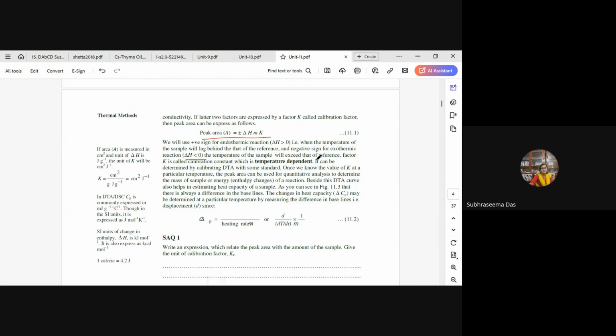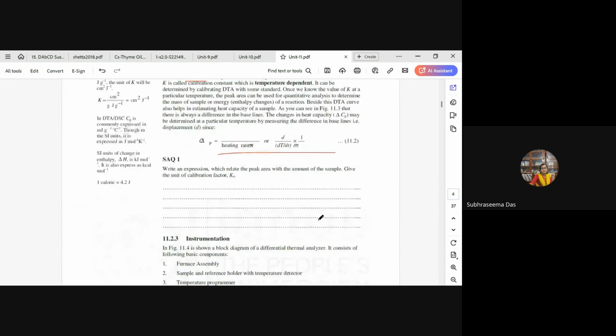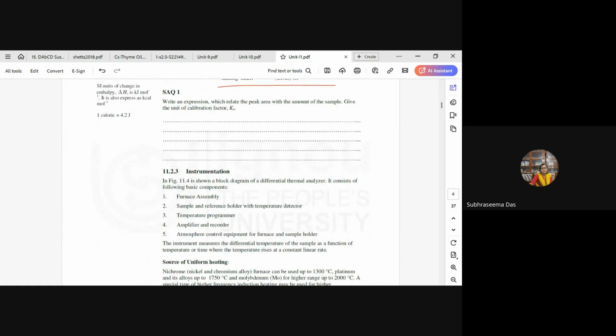And the negative sign is for an exothermic reaction, that is, delta H less than 0, when the temperature of the sample will exceed that of the reference. K is called the calibration factor, which is temperature dependent. So once we know the value of K at a particular temperature, the peak area can be used for quantitative analysis to determine the mass of the sample. Besides, the DTA curve also helps in estimating the heat capacity of a sample. The heat capacity, delta Cp, can be measured by this equation, 1 by heating rate into m, into d delta T by dt. So this is how we can use DTA curves for the measurement of Cp.